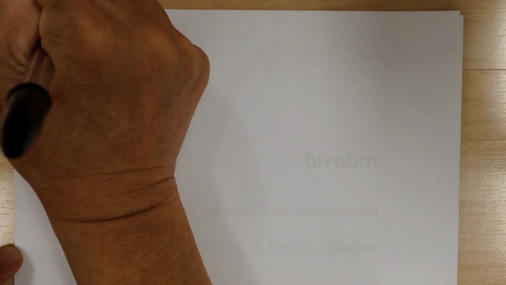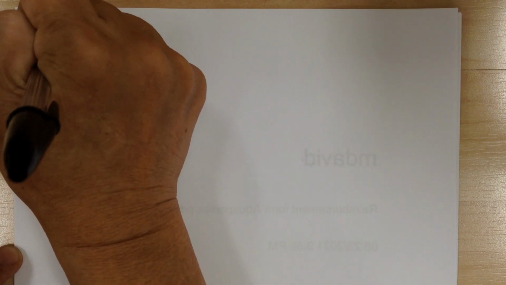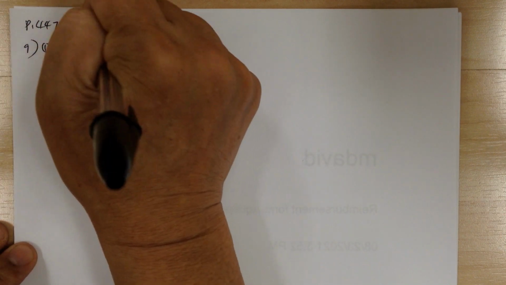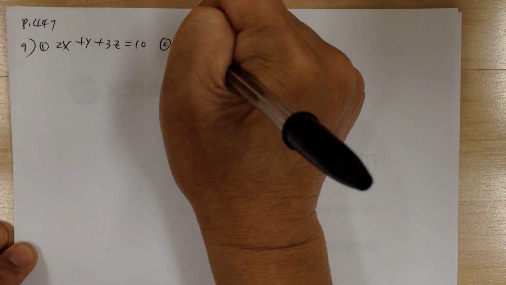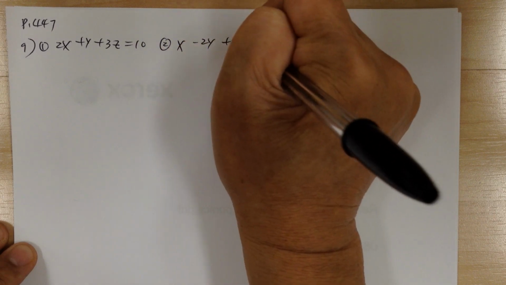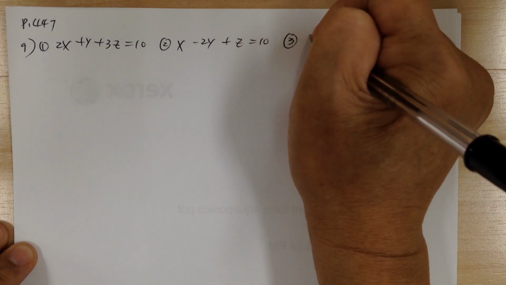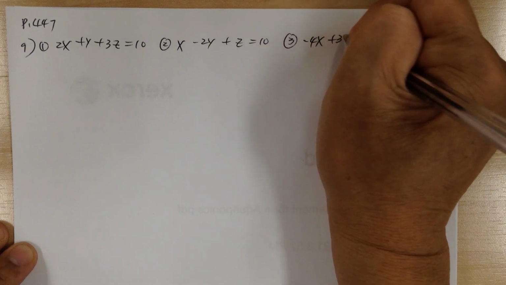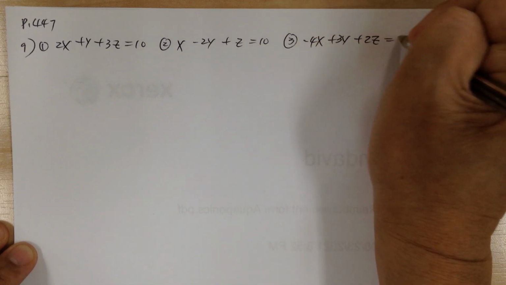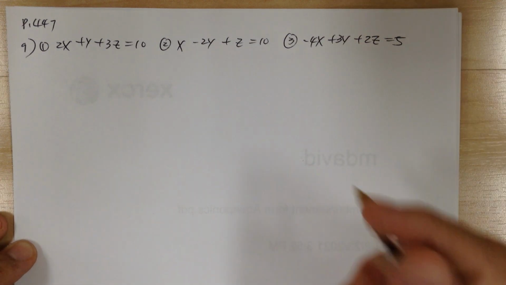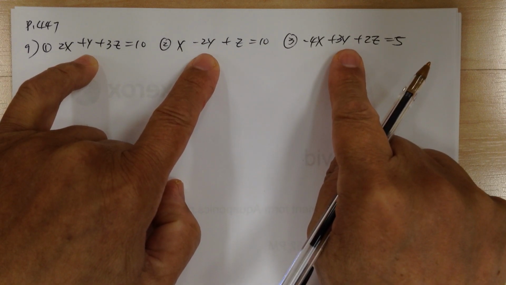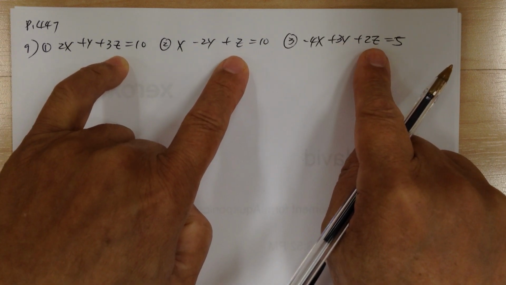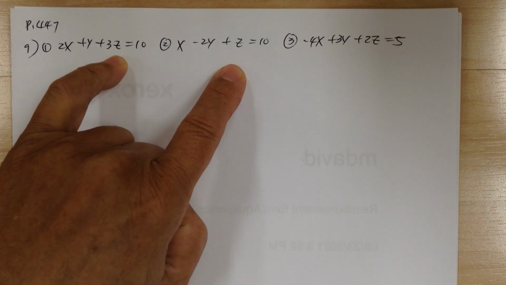Okay, let's go to the next one. So equation 1, I got 2x plus y plus 3z equal to 10. Equation 2, I get x minus 2y plus z equal to 10. Equation 3, I get negative 4x plus 3y plus 2z equal to 5. Okay, so let's see which one has the easiest coefficient. The x, you got 1, 2, and 4. The y got 1, 2, 3. And z, you got 1, 2, 3. Okay, so it looks like either the y or the z.